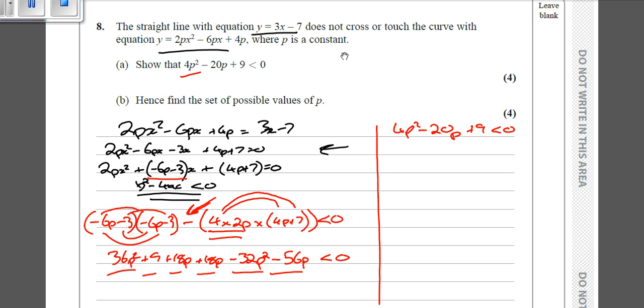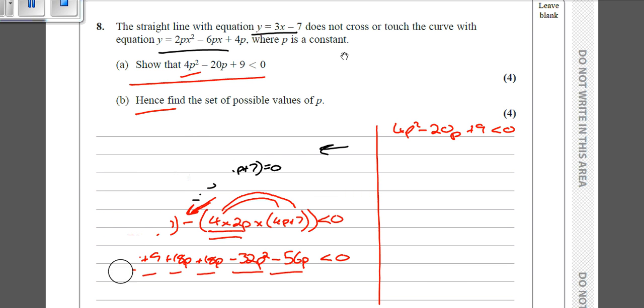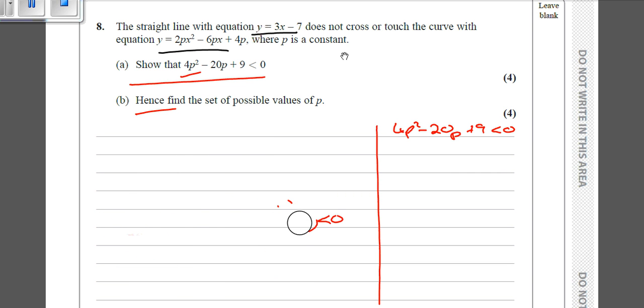So now we've got to find the hence, so we use this to find the possible set of values for p. So we've got to solve this quadratic inequality. Now, whenever you've got a quadratic inequality, and I'll repeat this every time this question comes up, we always do a graph. So we know that this graph here is going to go through at 9. And the way we find out where this graph goes through the x-axis, or in this case the p-axis, is we're going to factorize it if we can. If not, solve it using the formula.